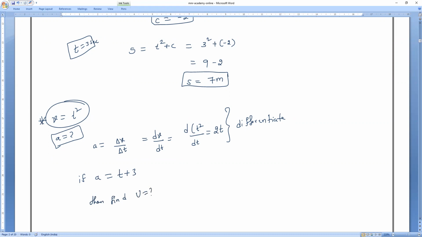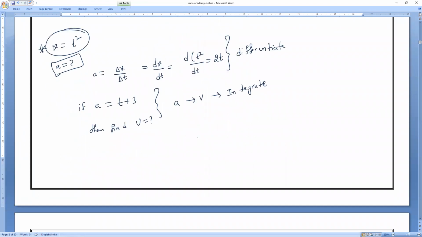So if you want to find velocity from acceleration, what is the one and only way? Differentiation or integration? We have to integrate. Is it okay, everybody? Please respond. Yes, sir. So I'm already telling you now.